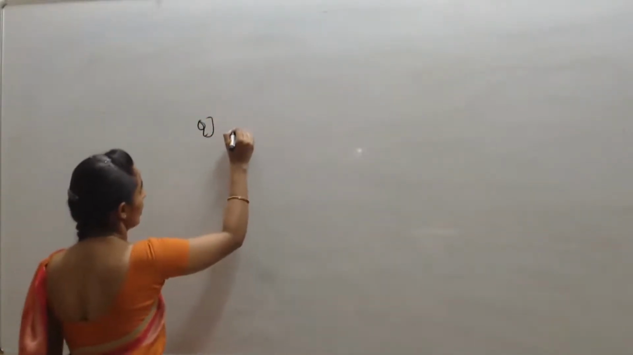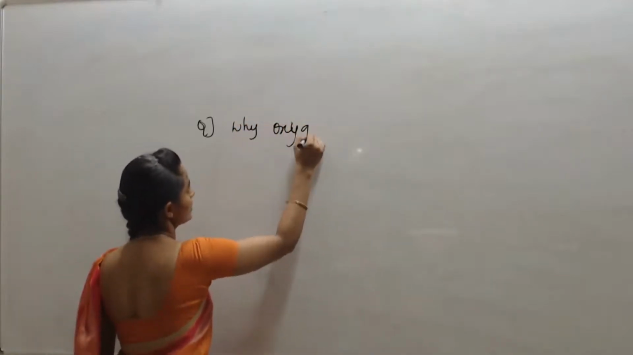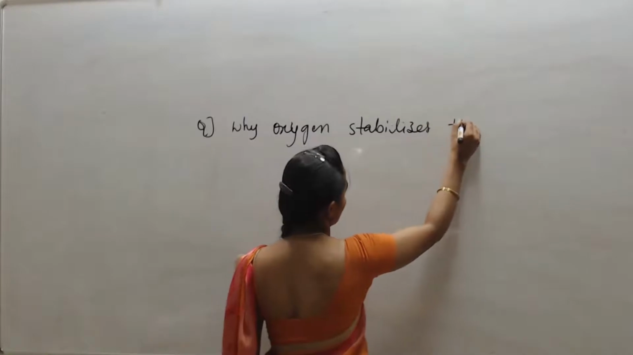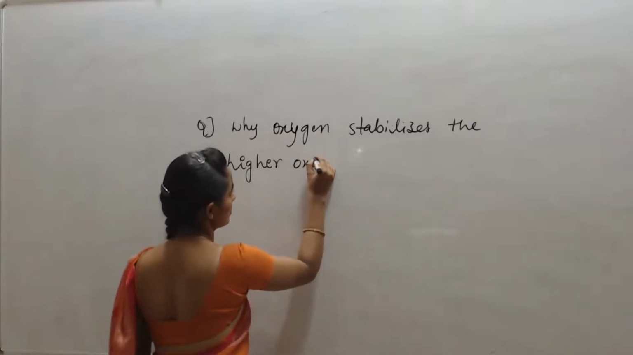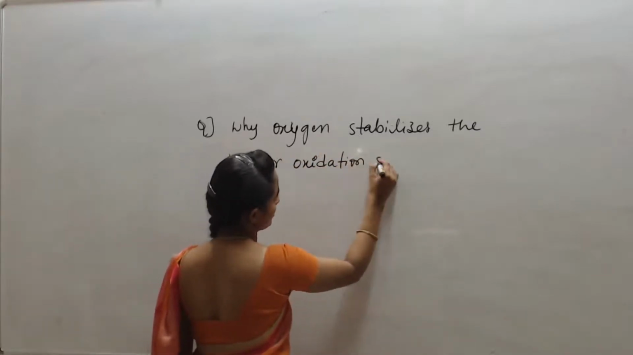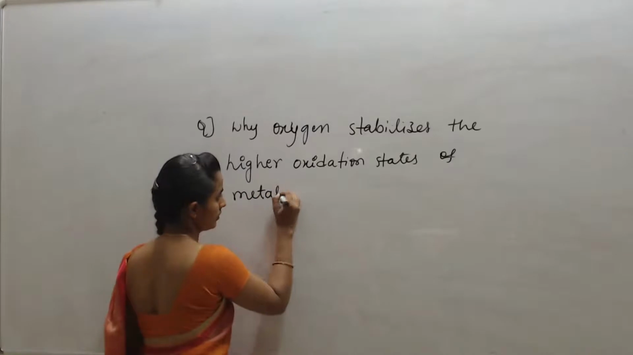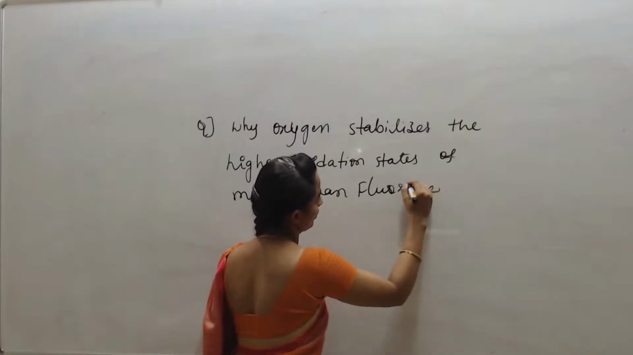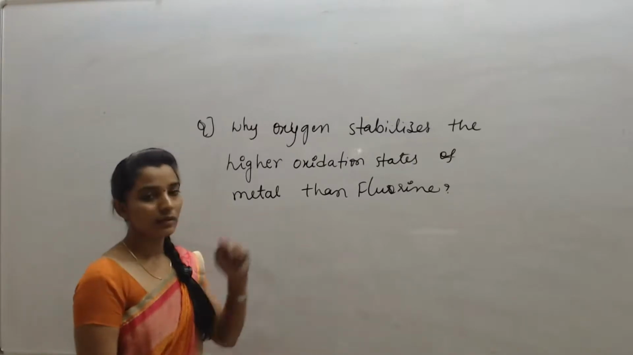So the questions asked in this are: why oxygen stabilizes the higher oxidation states of metal than fluorine. So this is the first question. Why does oxygen stabilize the higher oxidation states of metals more than fluorine?